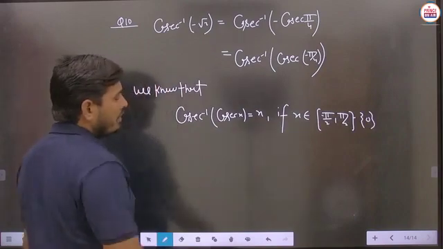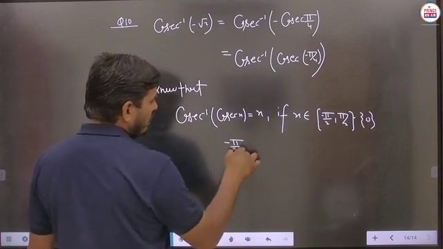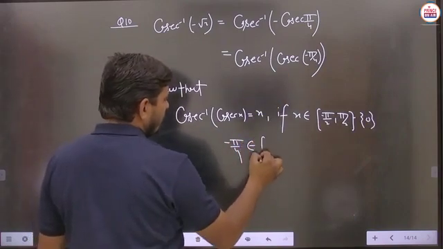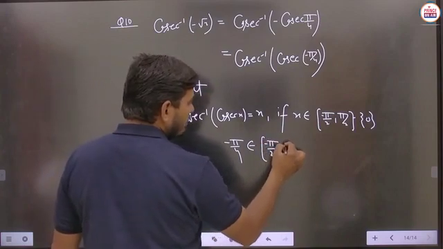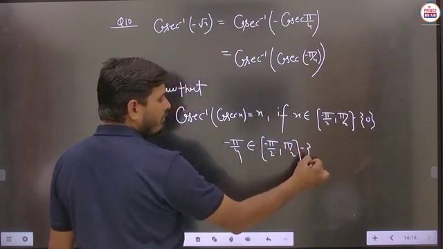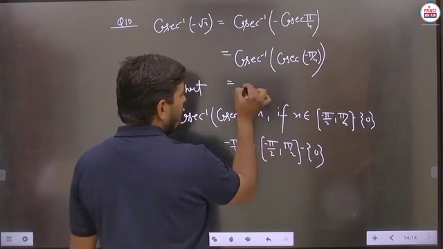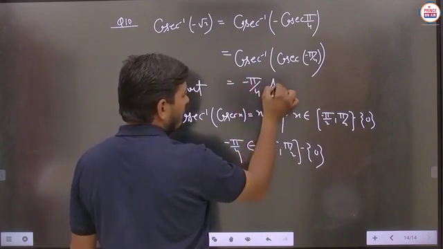So definitely this particular value is minus pi by 4, and minus pi by 4 definitely belongs to the interval minus pi by 2 to plus pi by 2 except 0. So you can just provide the answer as minus pi by 4, no problem. Is it to be clear?